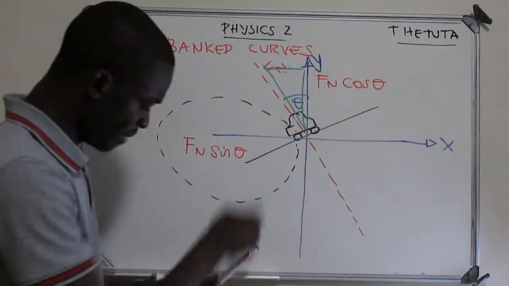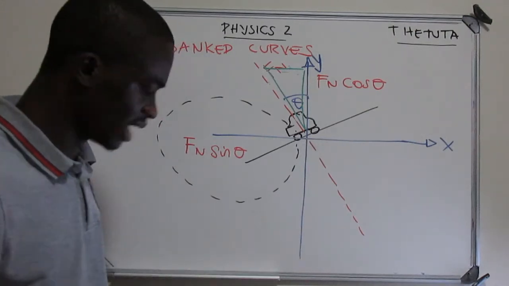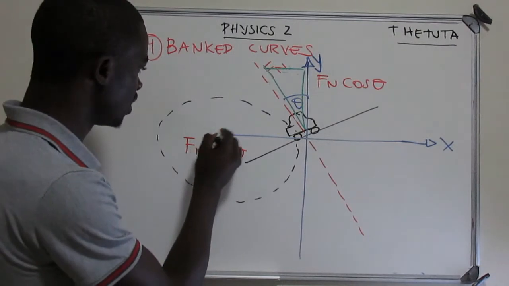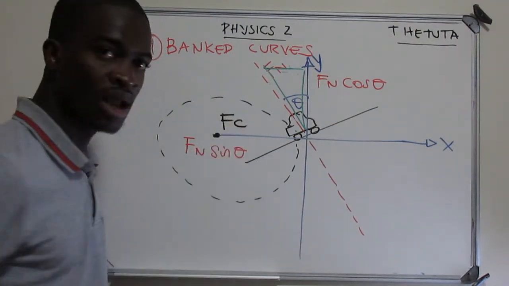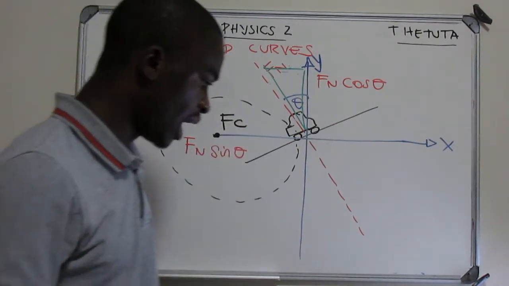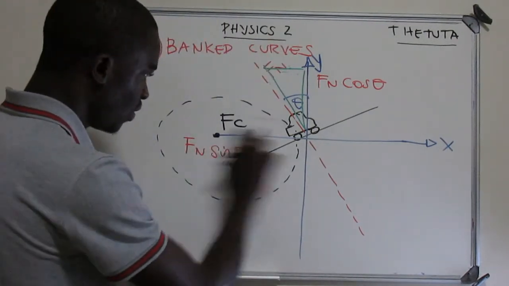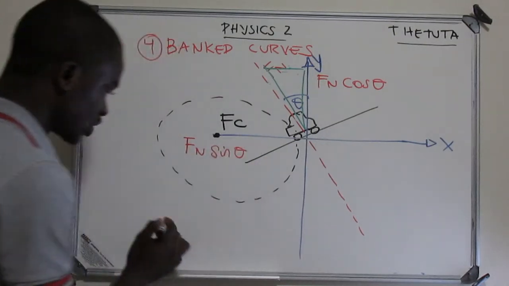But remember that we are moving under a circular motion. In a circular motion, where is our centripetal force? It is in the middle here. You have your centripetal force. And then automatically, the centripetal force in y and in x is going to be given by what?